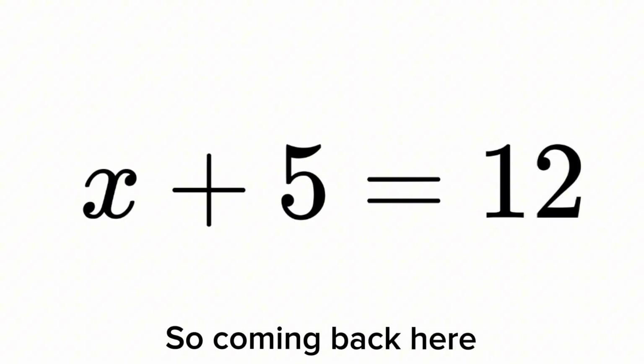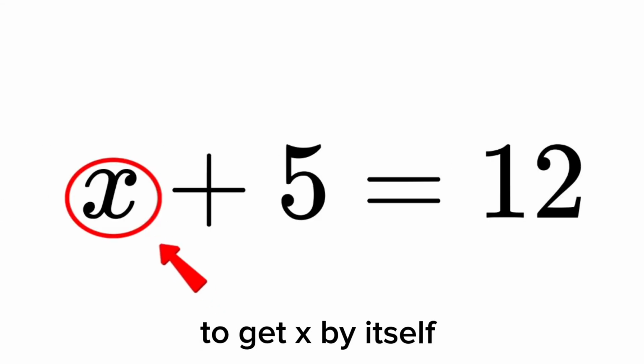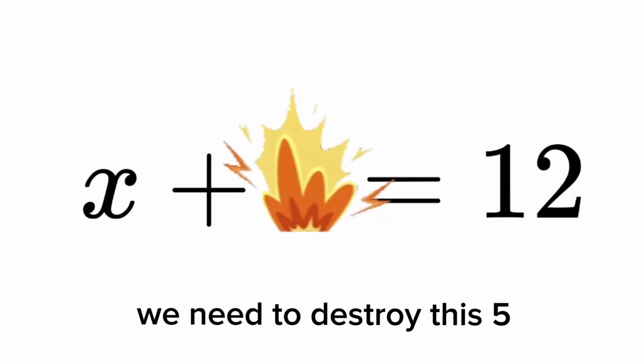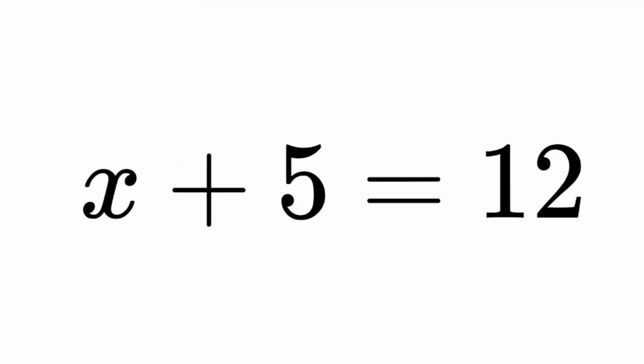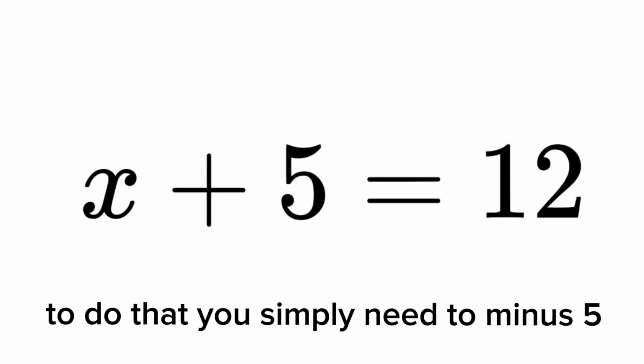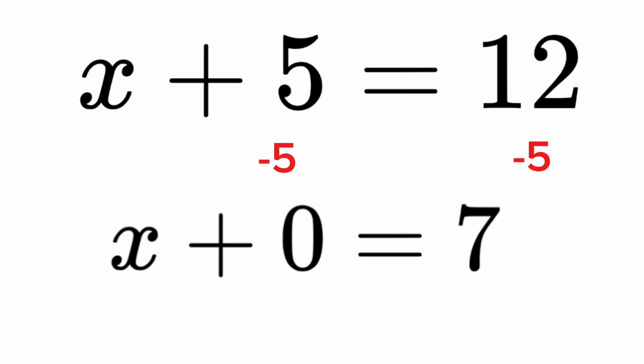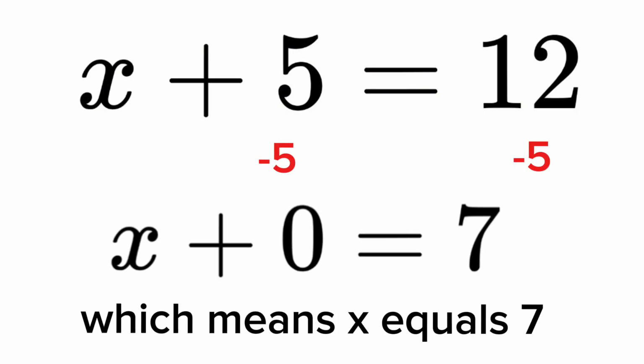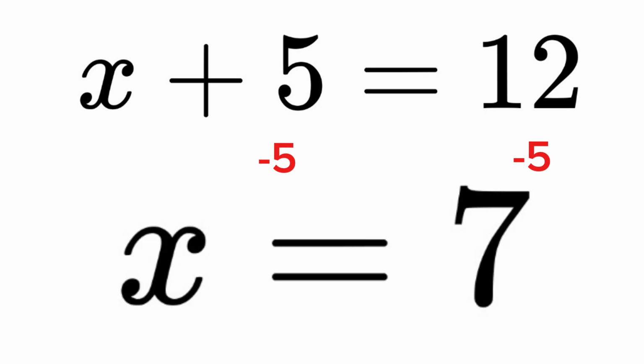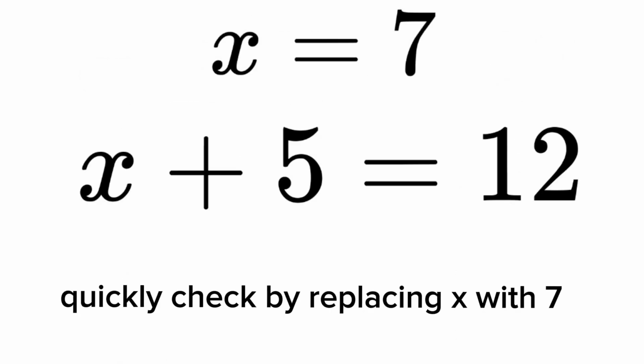So coming back here, to get x by itself, we need to destroy this 5. To do that you simply need to minus 5. Because it then becomes x plus 0 equals 7, which means x equals 7. Quickly check by replacing x with 7.